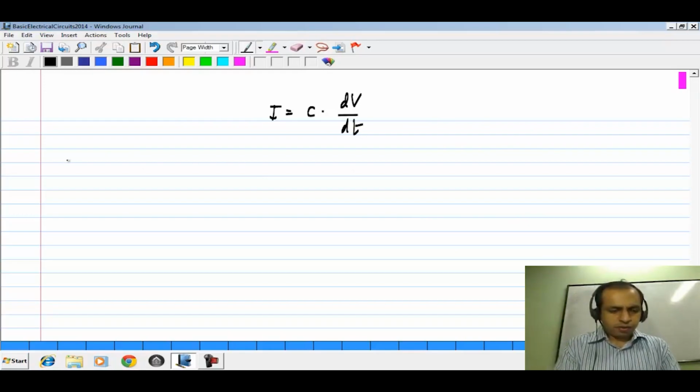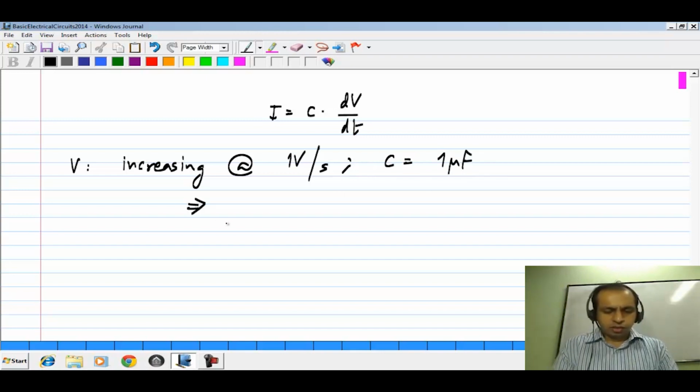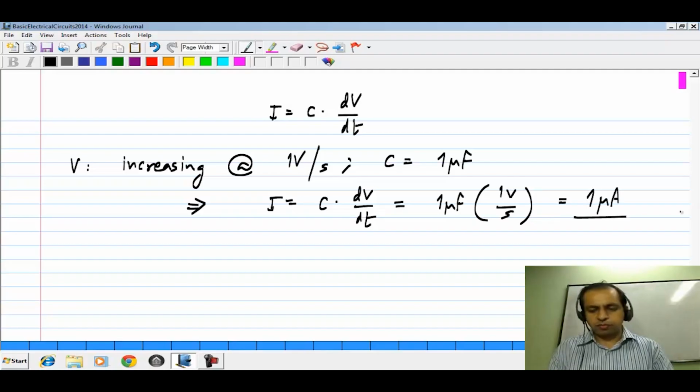Now what does this say? If V is increasing at the rate of, let's say, 1 volt per second, and C is, let's say, 1 microfarad, this means that I is C times dV by dt, which is 1 microfarad times 1 volt per second, equals 1 microampere. So 1 microampere of current will be flowing through the capacitor.